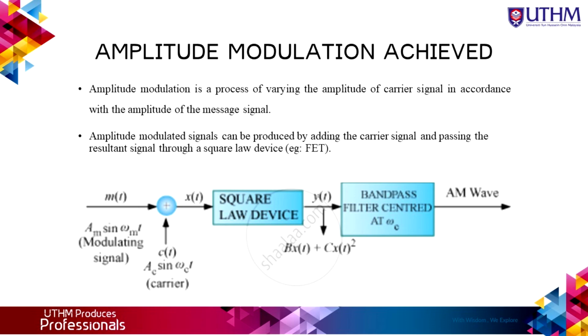Amplitude modulation achieved. Amplitude modulation is a process of varying the amplitude of the carrier signal in accordance with the amplitude of the message signal. An amplitude modulated signal can be produced by adding the carrier signal and passing the resultant signal through a square law device, for example FET. Then the signal from the square law device is passed through a band pass filter to allow only the signals centered at carrier frequency to pass. The output of the band pass filter is the amplitude modulated signal, transmitted by the antenna.